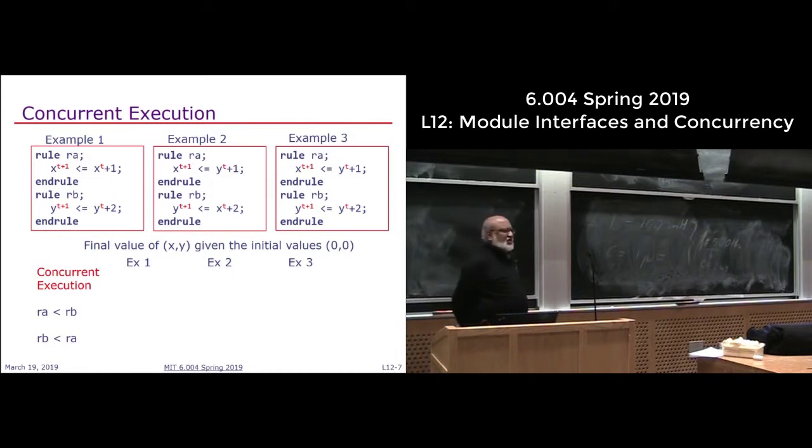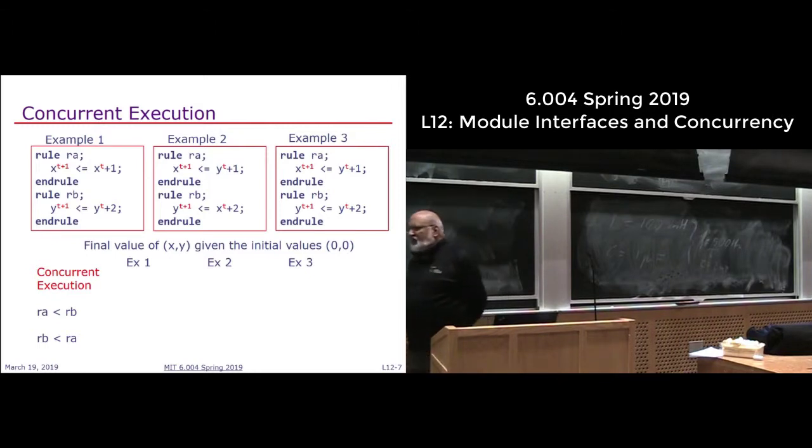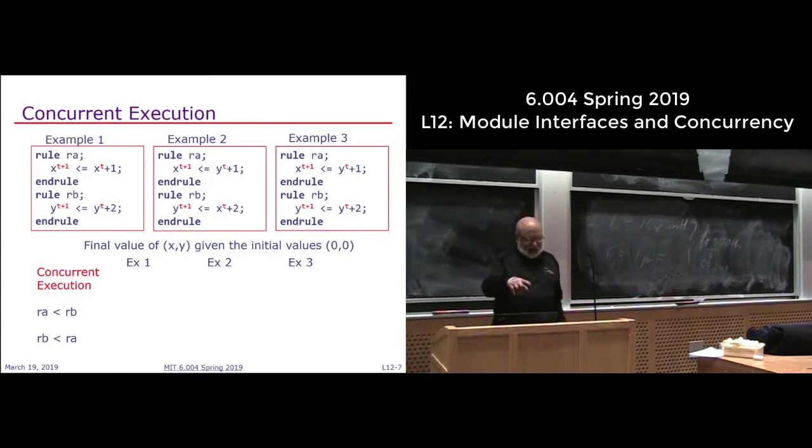So how do I study this question? Suppose first I want to understand concurrent execution. I want to execute RA and RB together. Well, it's very simple. I have labeled everything on the right hand side of assignments with t, the current value. And on the left hand side I have labeled it t plus 1. So you have x(t+1) gets x(t) plus 1. Does that make sense?